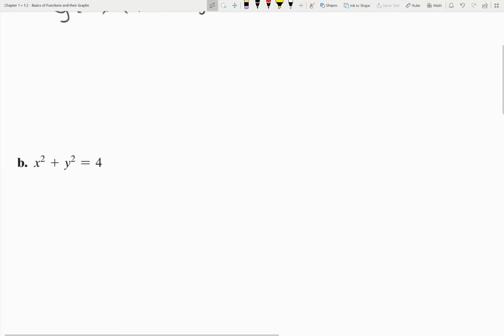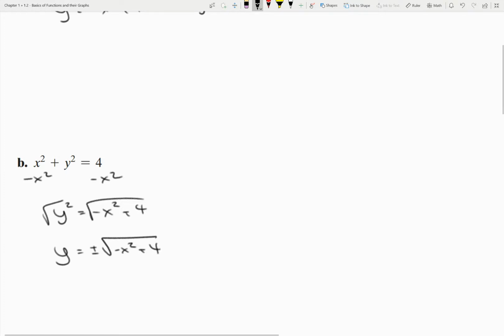As opposed to part B, where now if I subtract x squared from both sides, I have y squared is equal to negative x squared plus 4. To get y by itself, I would have to take the square root. When I take the square root of both sides, I get y equals plus or minus the square root of negative x squared plus 4, or 4 minus x squared. Either way you want to write that. This is not a function because every answer that I put in, as long as it works, gives me two outputs. Every value that comes out of the radical, I get a plus and a minus. So this is not a function.